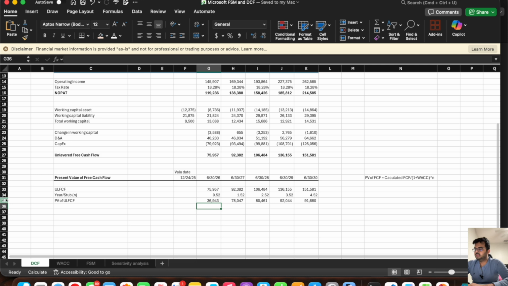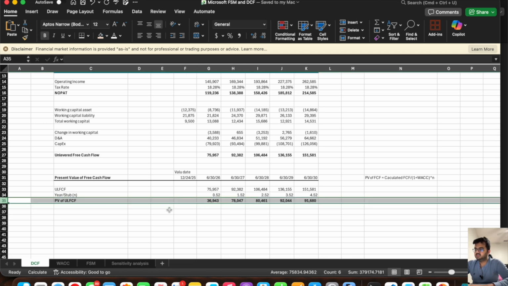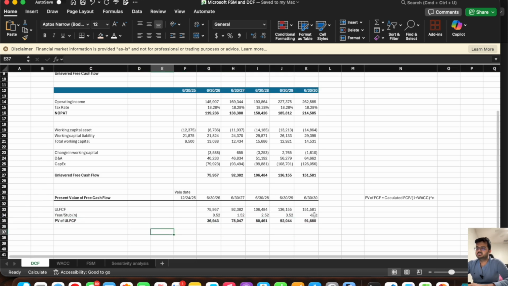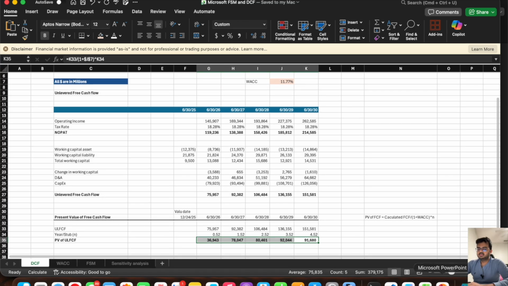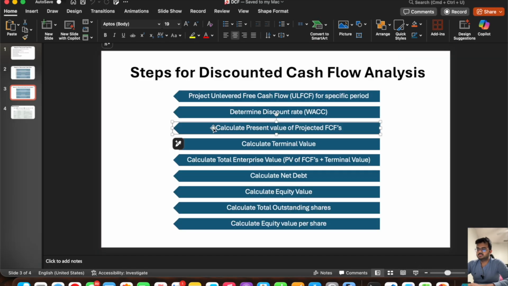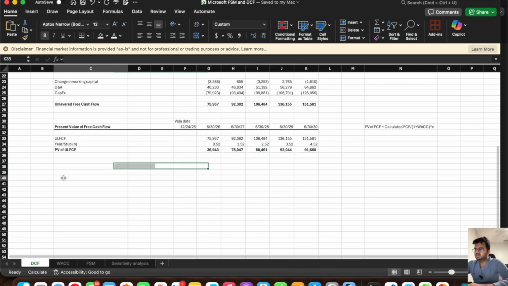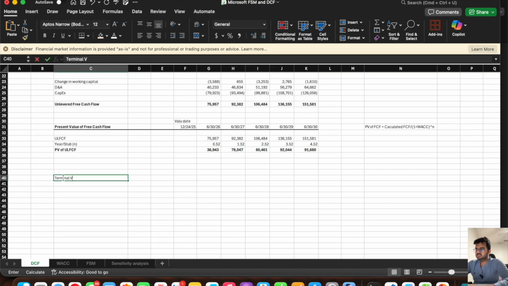So now I have the present value of unlevered free cash flow for the next 5 years. This is what we are expecting the company to generate, in today's value. So with this, step number 3 is done, which is calculating the present value of projected free cash flow. Now let's go to the next one, which is getting the terminal value. So, terminal value.